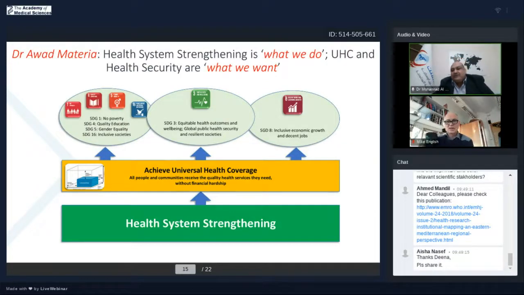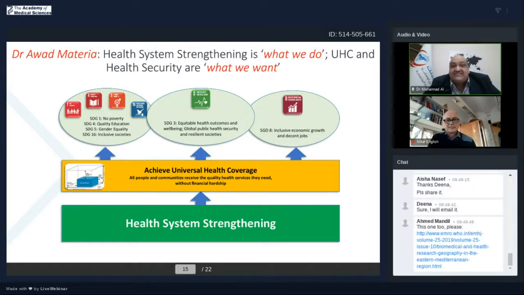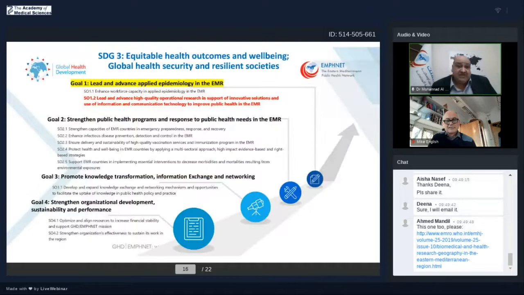Yes, I am just quoting from Dr. Awad Matariya, where, in one of his slides, he beautifully and well stated the relationship between universal health coverage and health security. He nicely stated that health system strengthening is what we do, universal health coverage and health security is what we want to do. And this is very important. Next, please.